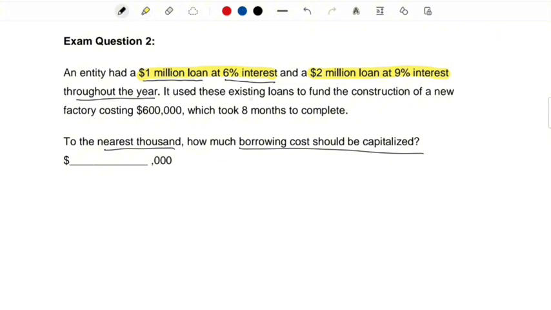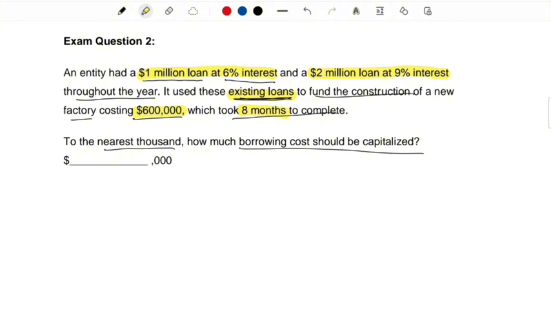It used these existing loans to fund the construction of a new factory costing $600,000, which took 8 months to complete. Notice how they used existing loans. They did not take out a specific loan to finance the construction of the asset. They used the existing loans. And that factory cost $600,000, which means from the total loan, they would have taken out $600,000 and used that to fund the construction of the asset, which took 8 months to complete.